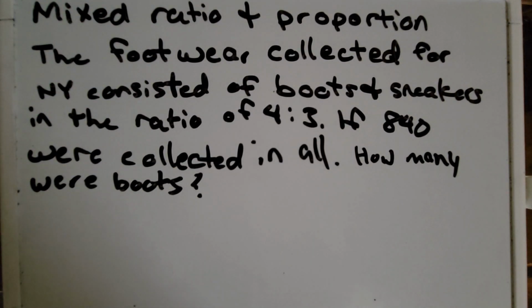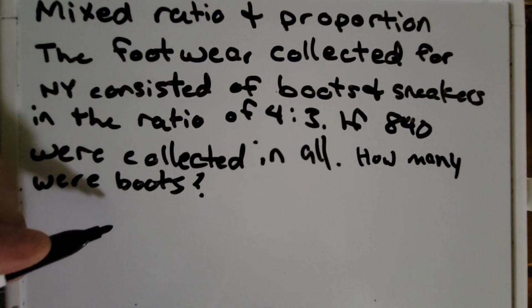The footwear collected for New York consisted of boots and sneakers in the ratio of 4:3. If 840 were collected in all, how many were boots? This is exactly what I mean when it's a mixed ratio. They're mixing in the boots with the sneakers, whereas they're only asking the question about the boots as far as the quantity goes. So let's go ahead and start off with our category.